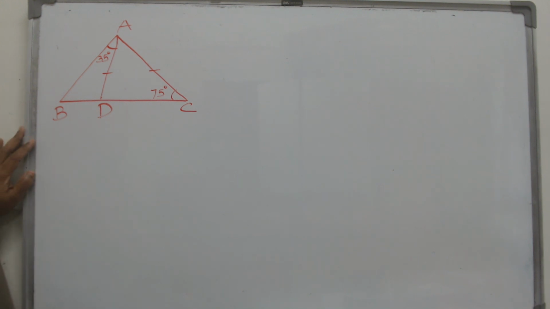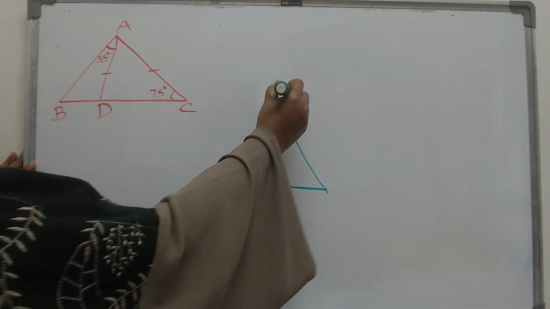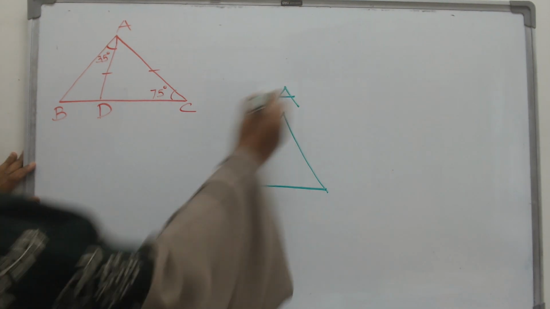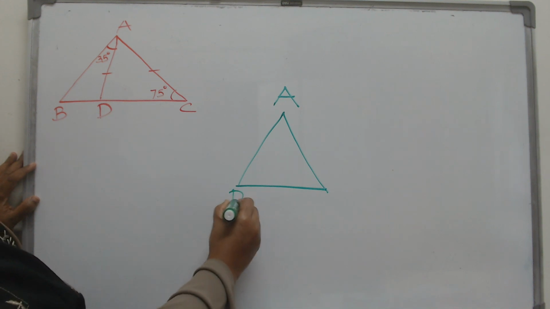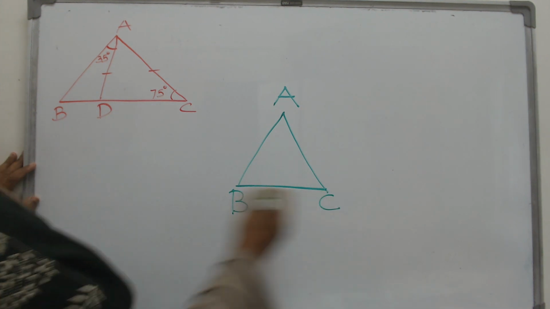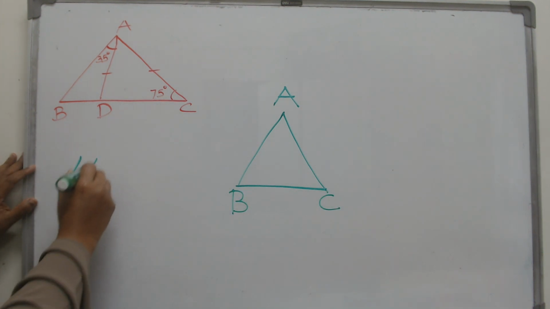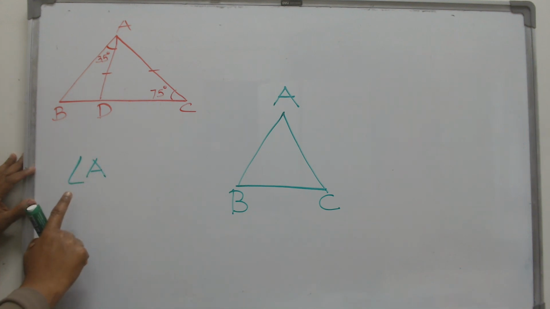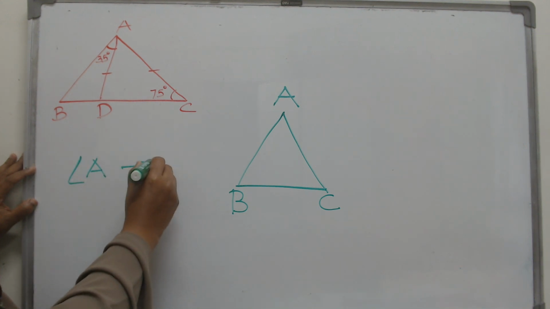Here we have a question based on the properties of triangles. But before we start solving, let us just brush up our secondary school maths. In a triangle, the measure of any angle depends on the measure of its opposite side, or in other words, the measure of angle A depends on BC.